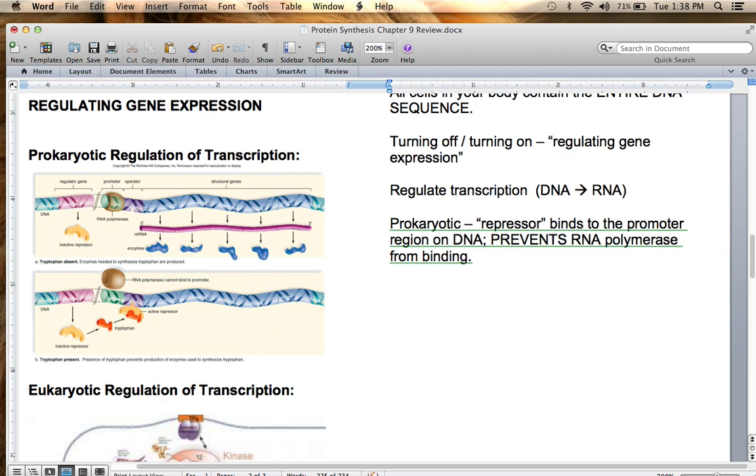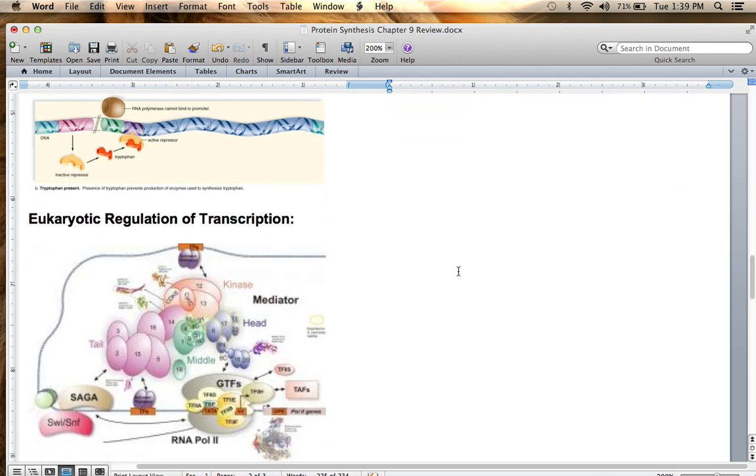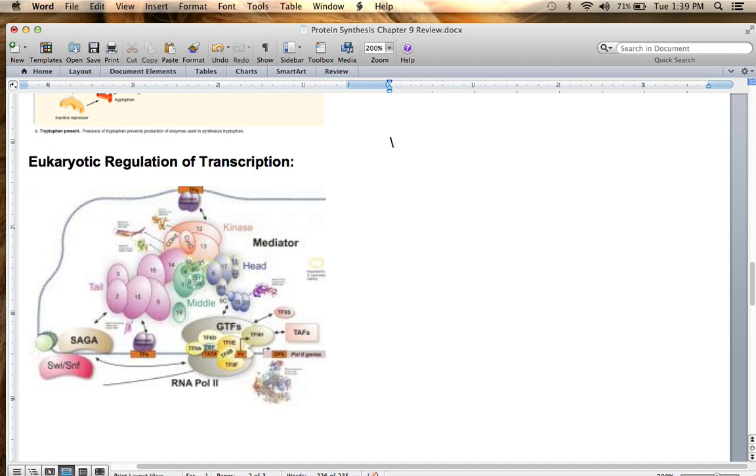What eukaryotic cells do is a little bit more complicated, because they're just more complicated cells in general. What eukaryotic cells do is they have a particular protein complex called activators, and they have to bind before the RNA polymerase can bind. So they help RNA polymerase bind.